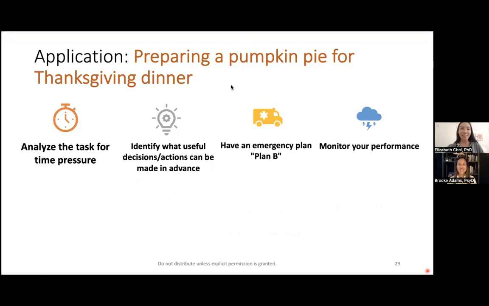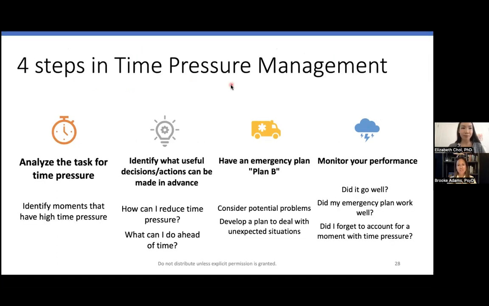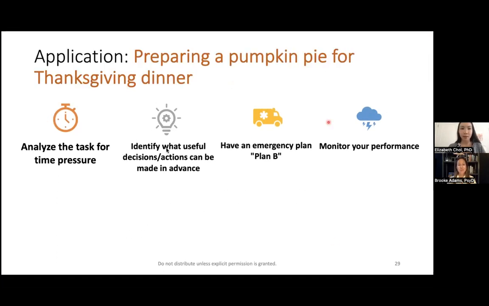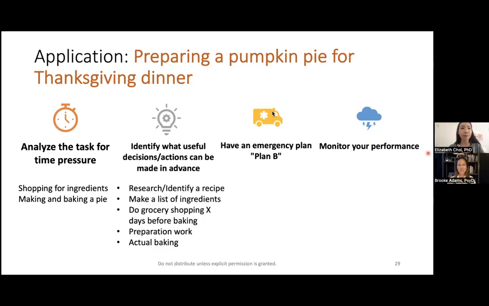Yeah. So in this example, analyzing the task for time pressure, we have a timeline, a date. So we're noticing when we need this pie by. And so under analyzing it, we'd want to make sure that we've prepped by shopping for ingredients. We want to know how long it takes to put those together and bake a pie and create a bit of a timeline.